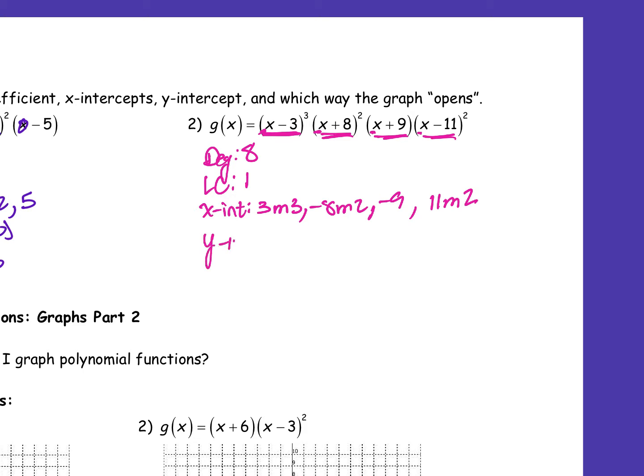And then my y-intercept, put a 0 where all the x's are, right? Multiply that out, and I'm going to get 0, -1,881,792 is where my y-intercept is. At least that's what I got when I multiplied -27 times 64 times 9 times 121. Okay? So I did it twice because I thought I was wrong, but that's what I got. And then it's an even degree, so that means they open in the same direction, and it's positive, so that means it's going to open up. Okay? So that's what we've got there.